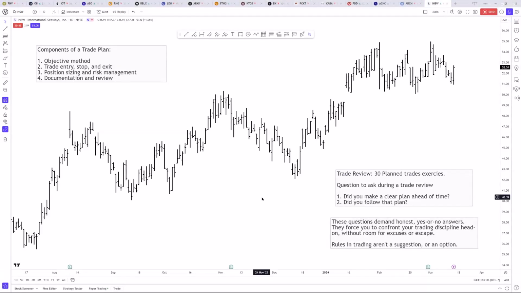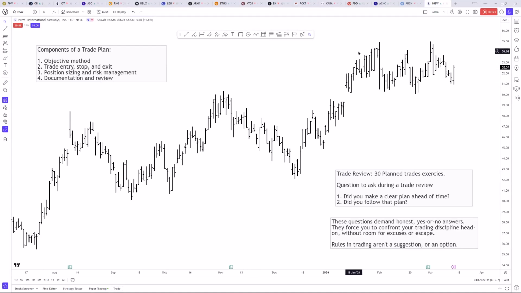All right, welcome back. We're going to set up our next trade plan in INSW. And this is part of an exercise where we're doing 30 plan trades. And here I have the components of the plan. And you can always go back to the first post where I set the exercise up.